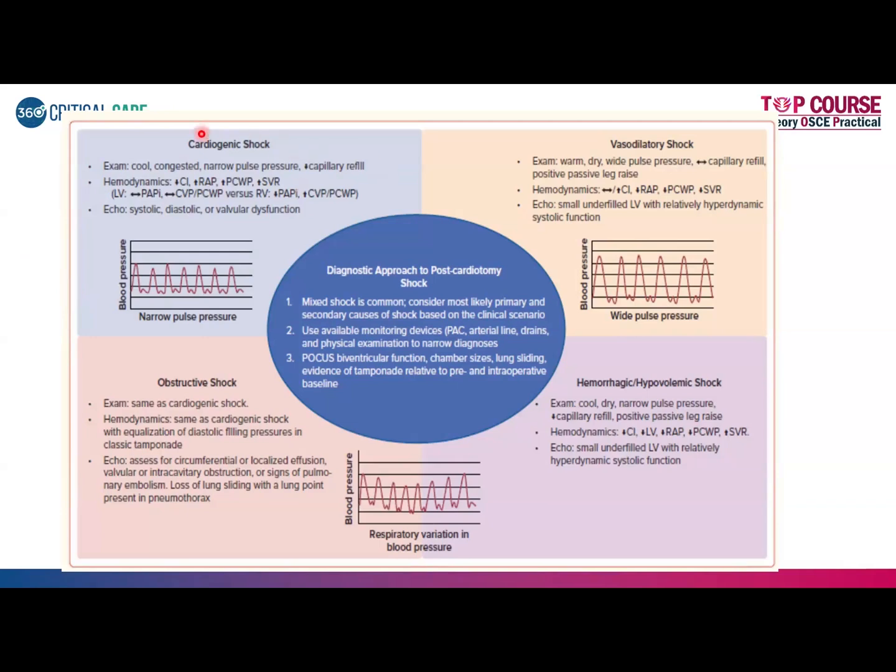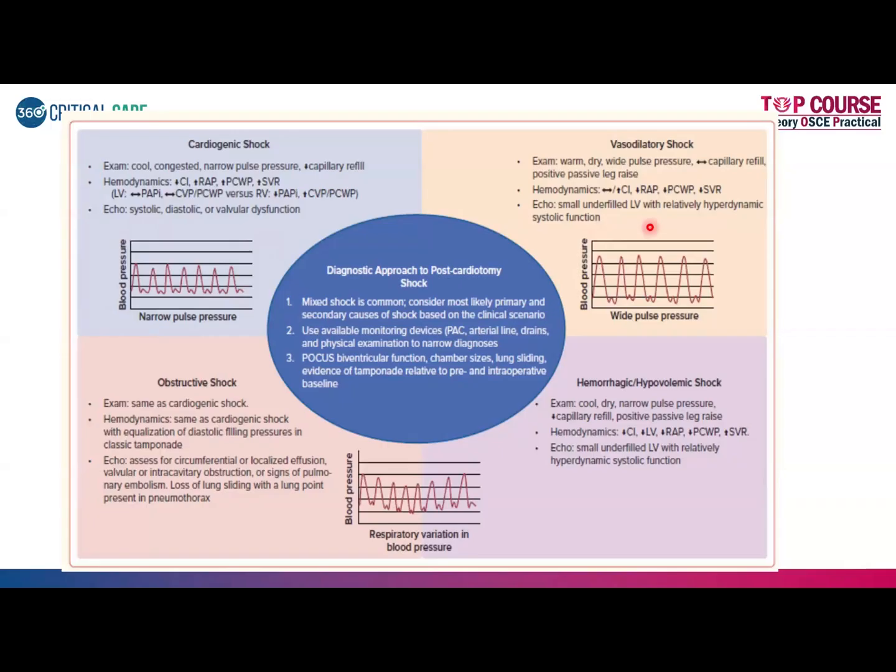For example, if the patient has come with a cardiogenic shock, peripheries will be cool and congested, there will be a narrow pulse pressure and a prolonged capillary refill time. Hemodynamics need to be monitored and the echo has to be done. Bedside FOCUS is one of the most important tools. We know the FALLS protocol. We know how to identify different types of shock as we studied yesterday. Systolic and diastolic valvular dysfunction needs to be found, and whether the patient has got a narrow pulse pressure.